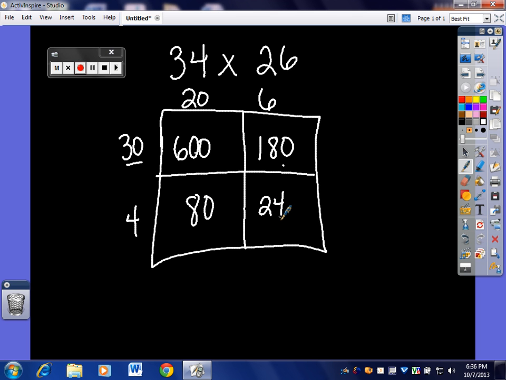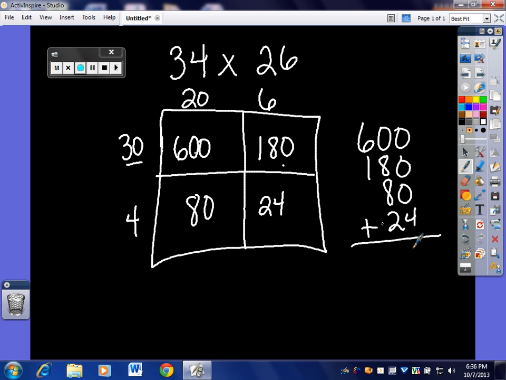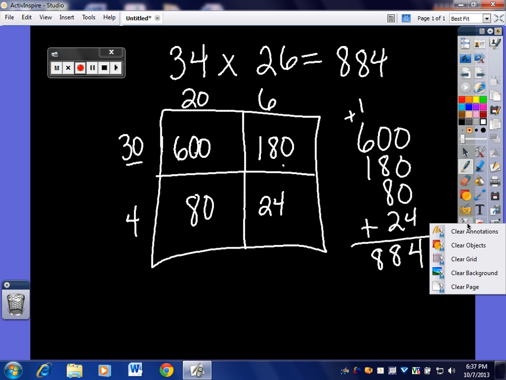If you can remember our last step, we are going to add up our products. So 600 plus 180 plus 80 plus 24. So 4 plus 0 is 4. 8 plus 8 plus 2 would be 18. Carry our 1. 1 plus 6 plus 1 would be 8. So our answer to 34 times 26 is 884.